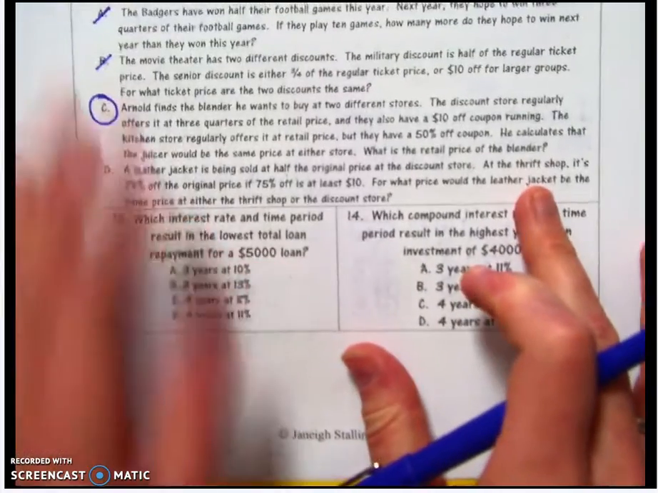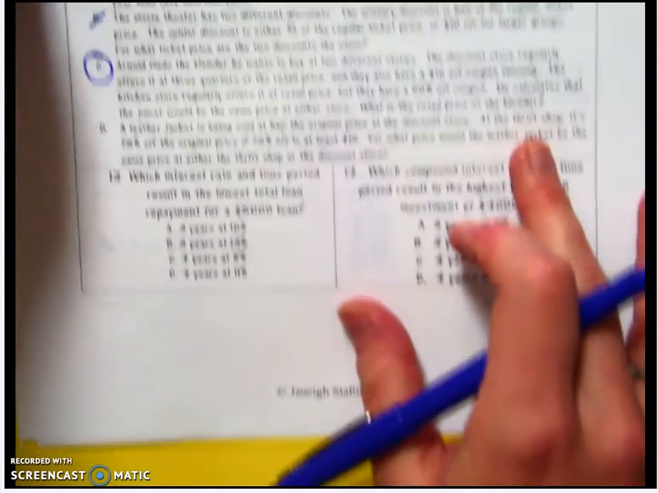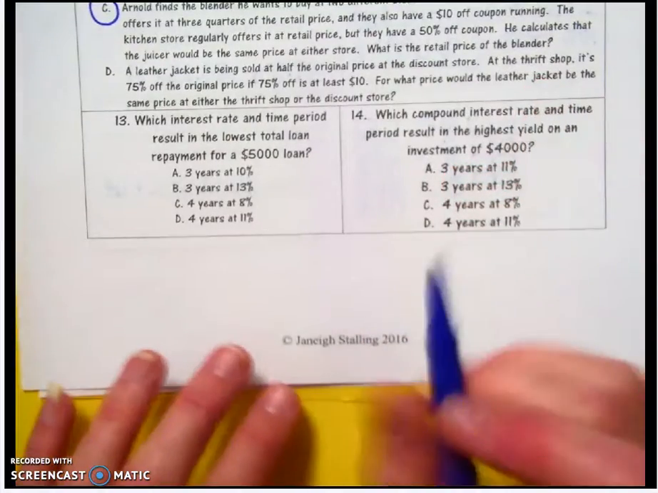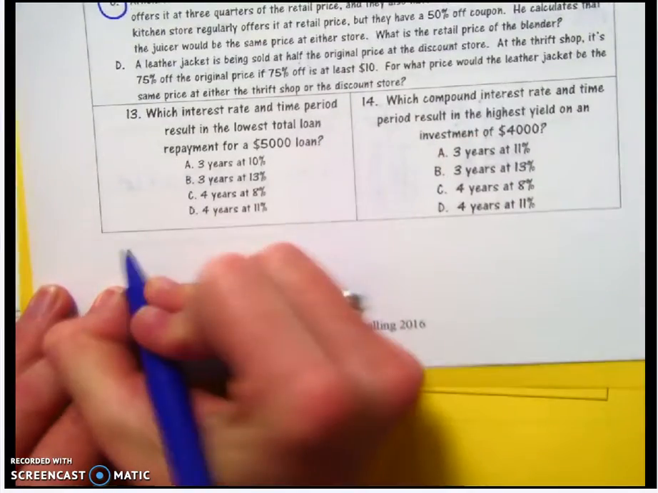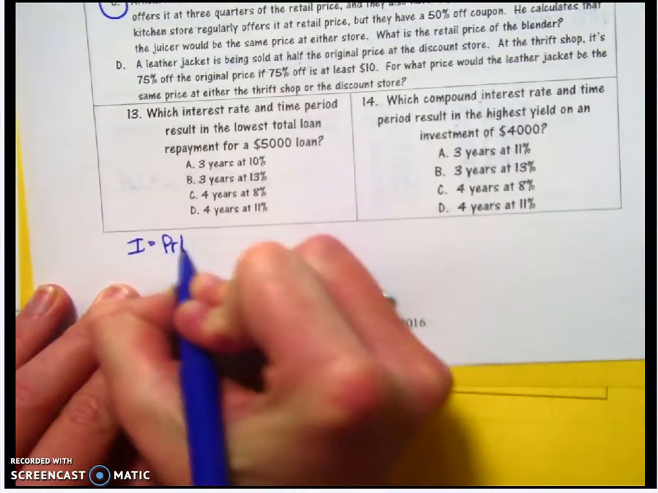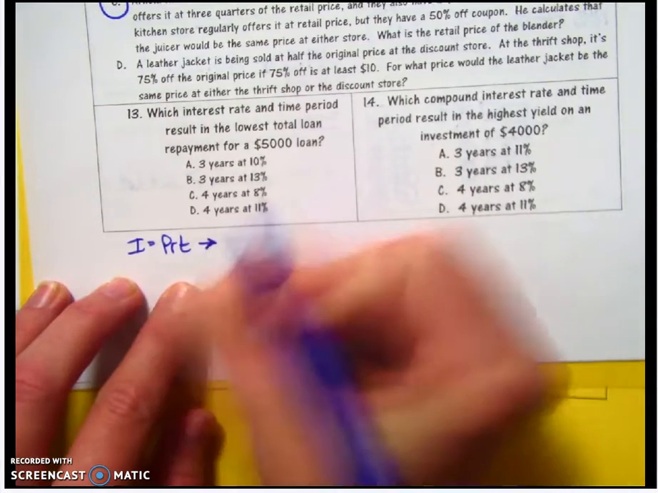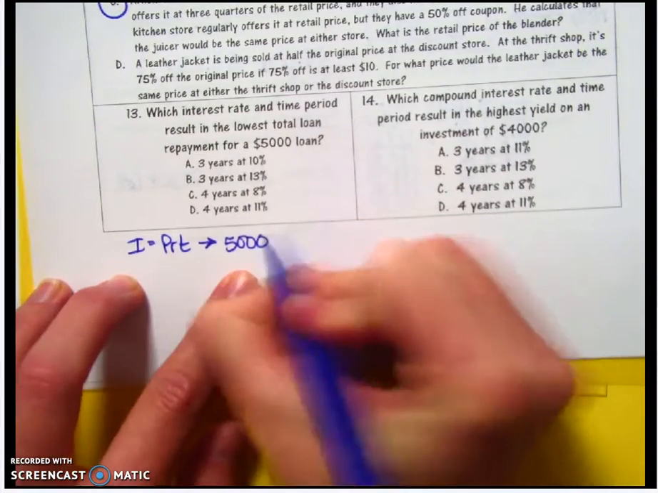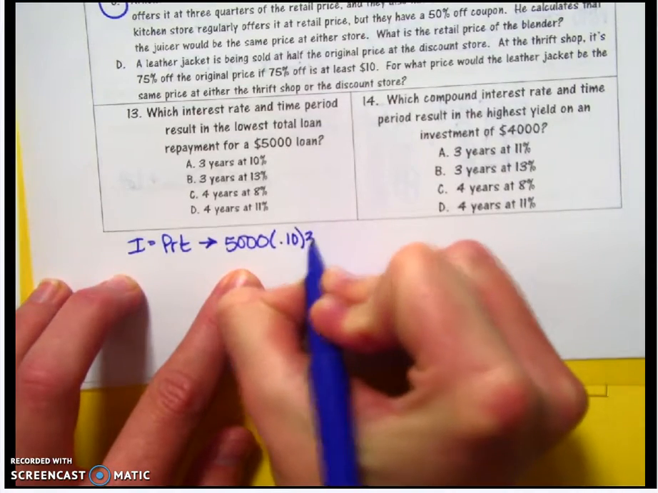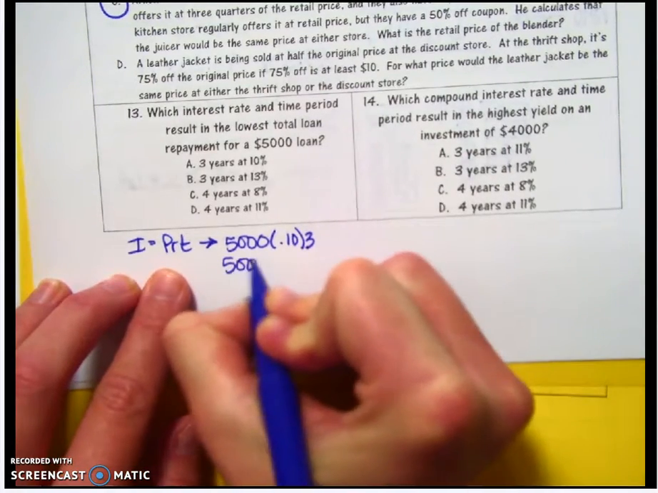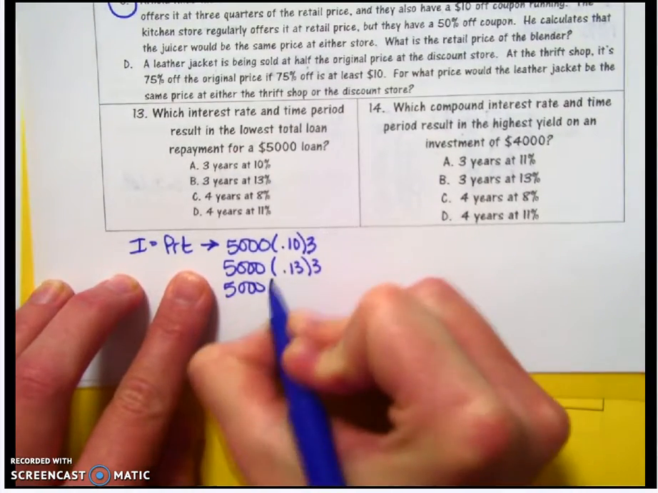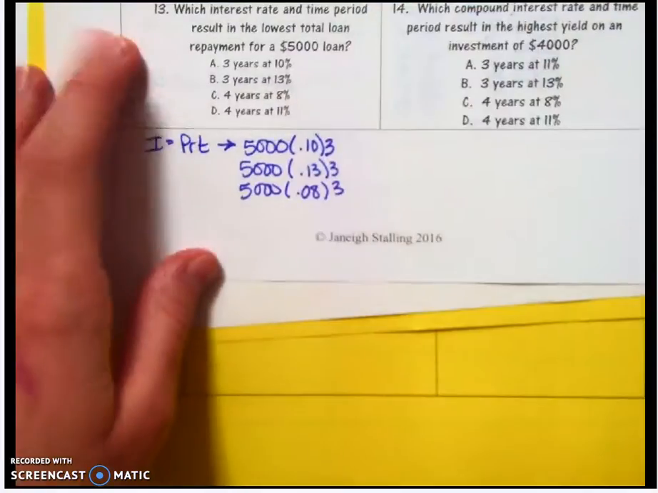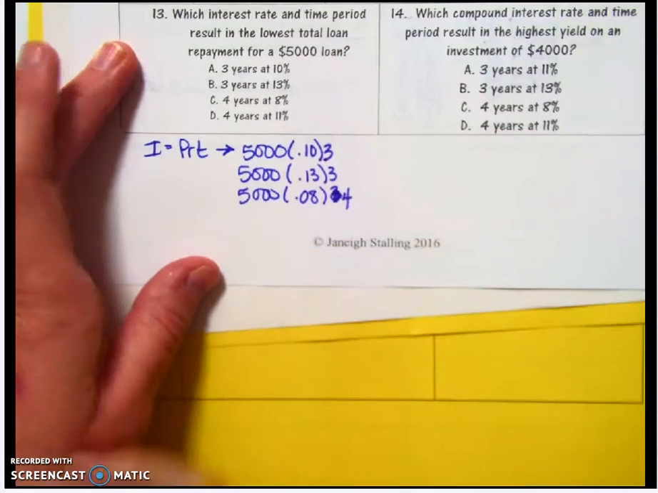All right, 13. Which interest rate and time period result in the lowest total loan repayment for a $5,000 loan? So since it doesn't say compound, we're using simple interest. Okay, so what I need to do is I have to calculate all of these using simple interest. Oh, that one's 4 years. So again, see how quick and easy you can mess up.